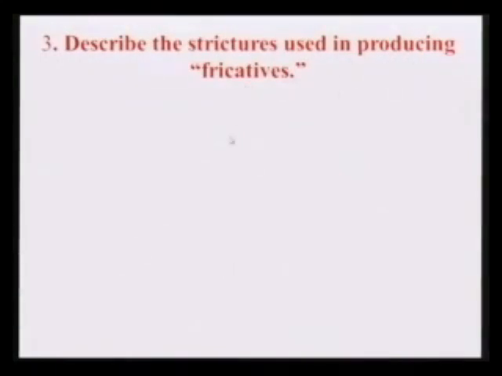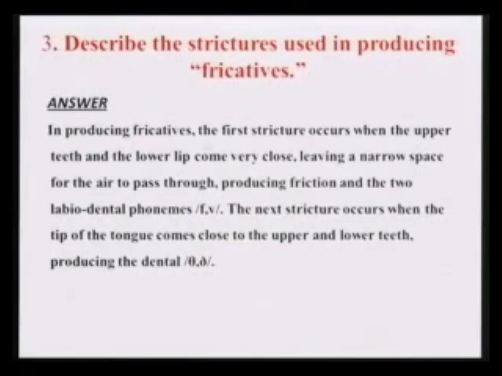Stricture used in producing fricatives. Producing fricatives بنعمل ايه؟ بنعمل a very narrow space for the air to pass through, producing fricatives. فV بنستعمل معاها labiodental يعني lip and the teeth. The next stricture occurs when the tip of the tongue comes close to the upper and lower teeth, producing dental the, voiceless and the voiced.